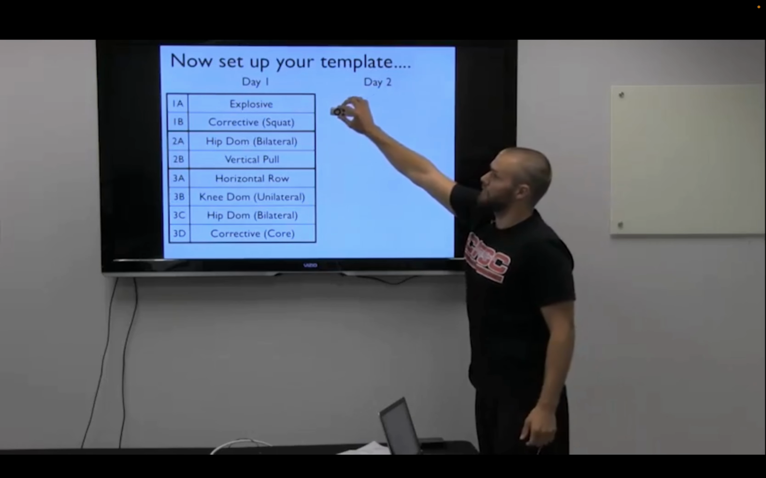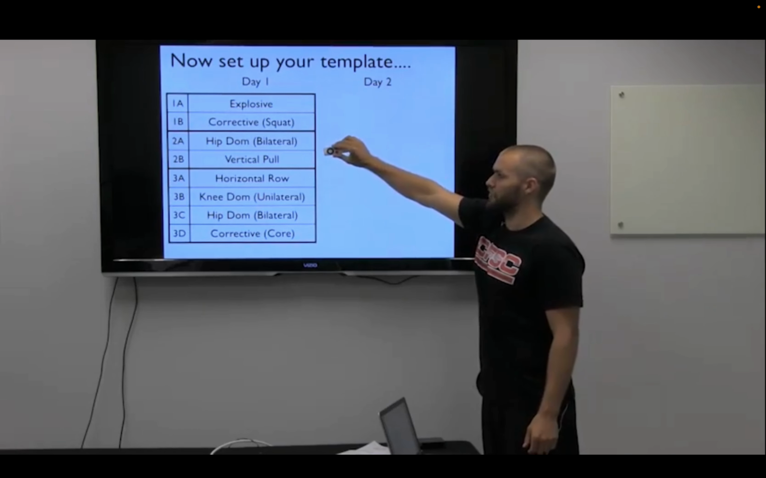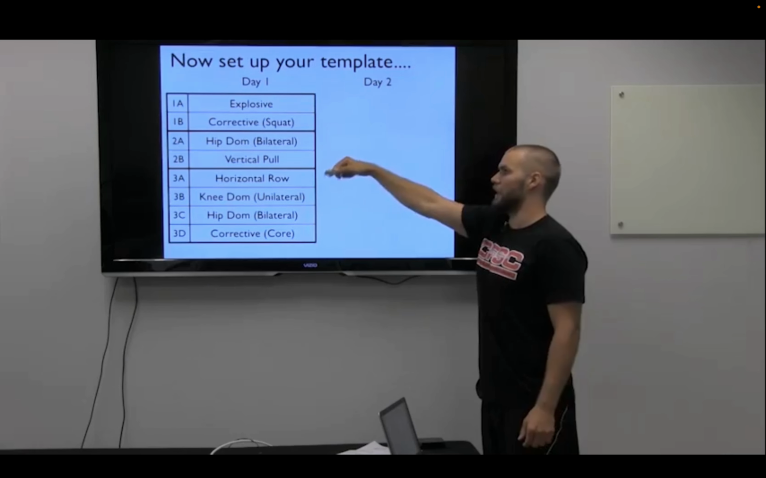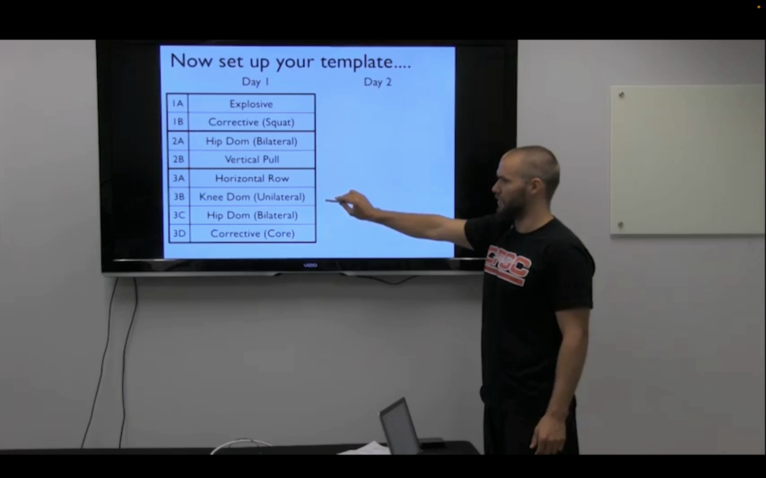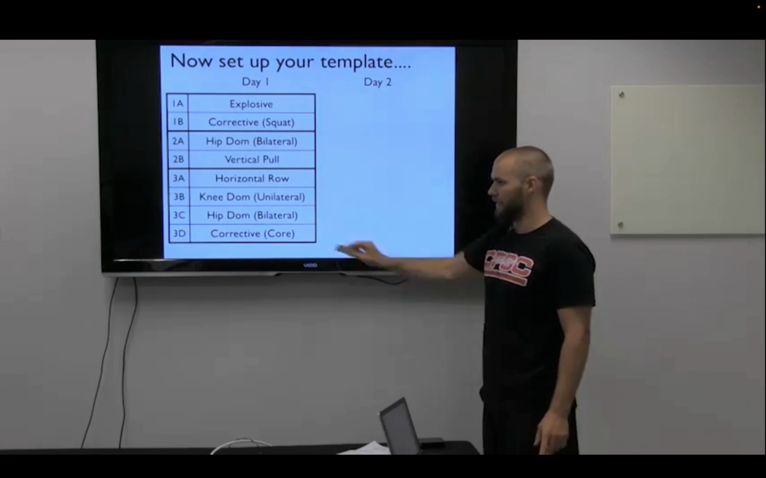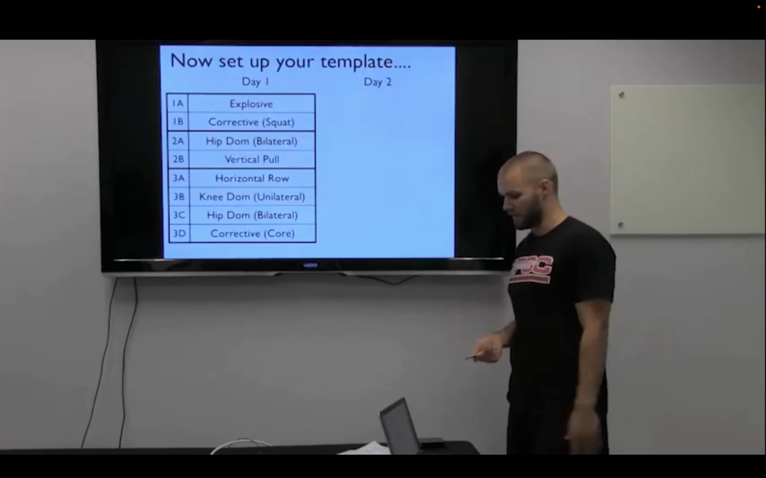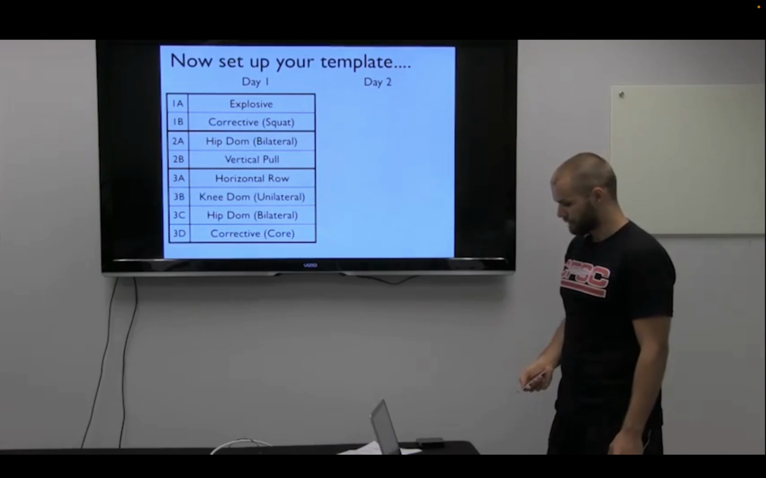Okay, day 1, superset, first one, explosive with a squat corrective. Okay, superset number 2, a hip dominant bilateral with a vertical pull. And then quad set, we have horizontal row, knee dominant, unilateral, hip dominant bilateral, and then a corrective or a core exercise. Whatever you want to call it, doesn't matter to me. Just have a category for it.